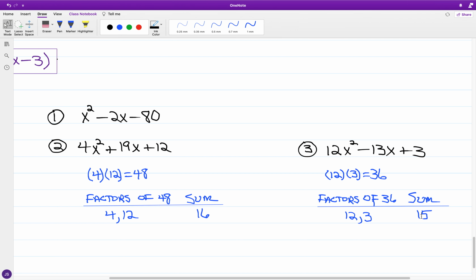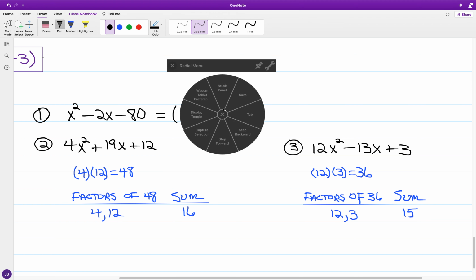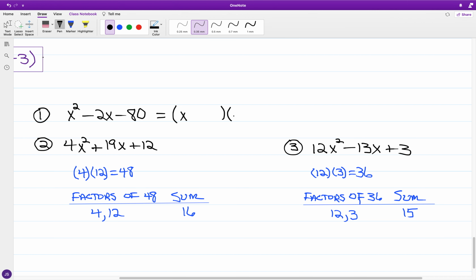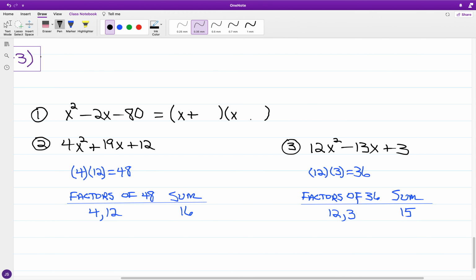Okay, if you're still working on these items, that's okay. I just kind of got things set up for the factoring by grouping in the second and third items. Okay, if we look into the first of these items, we had the leading term at x squared, so that will factor out to x and x. And for negative 80, we're looking at two factors of negative 80, one of which will be positive and the other negative, such that the sum or difference will be negative 2.